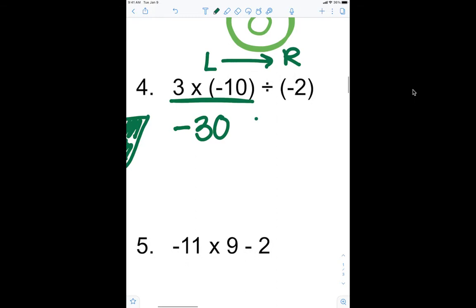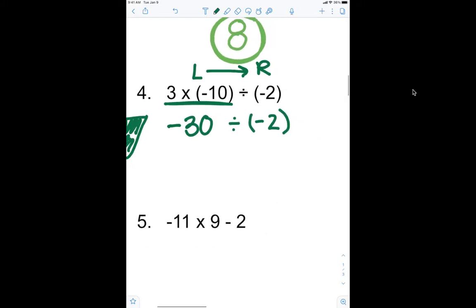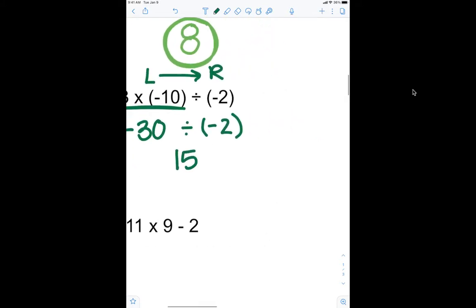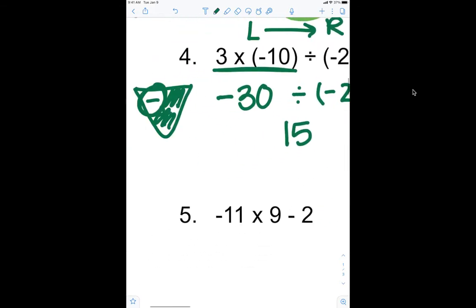Then I bring down divided by negative 2. Okay, so again, I'm dividing like normal. Forget the negatives for now. 30 divided by 2, which is 15. And again, if you didn't know that, you could come over here to the side, do some scratch work. Well, 2 goes into 3 one time. 1 times 2 is 2. 3 minus 2 is 1. Bring down our 0. 2 goes into 10 5 times. So if you needed to do that, you could always go over there and do scratch work. Okay? Then Dorito Man again.